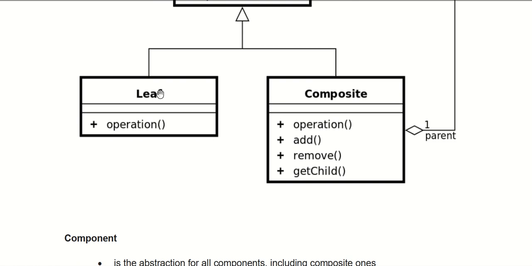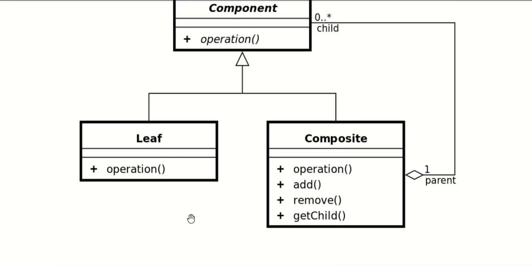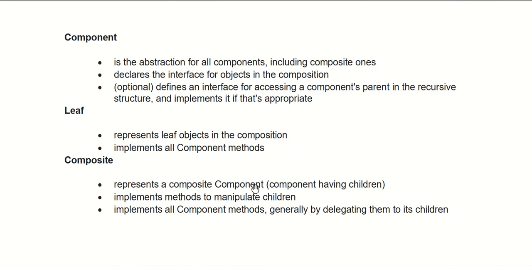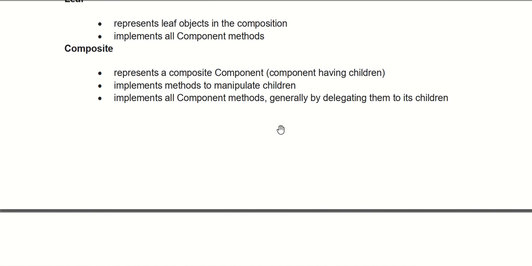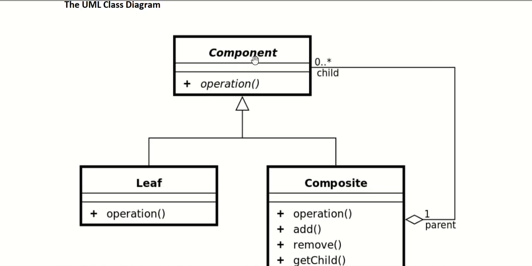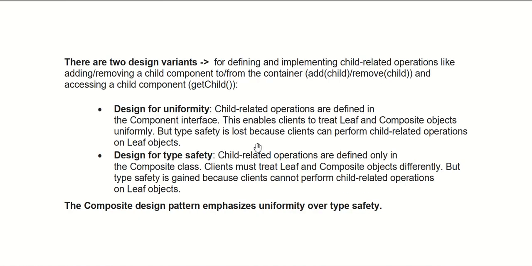See here, leaf directly performs an operation and leaf doesn't maintain any collection. If we think from one business requirement or perspective, leaf doesn't contain any collection, it's a node itself. Then what is the use of implementing add, remove, get child? So you won't achieve type safety in the design for uniformity when you introduce all these add, remove, get child methods to the base or the uniform interface over here. So that's about the design for uniformity.